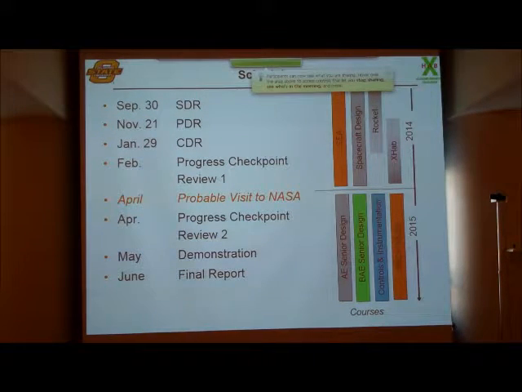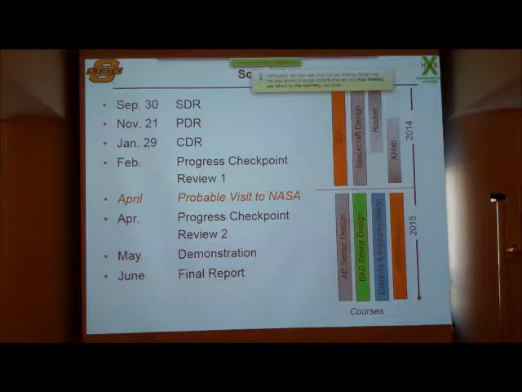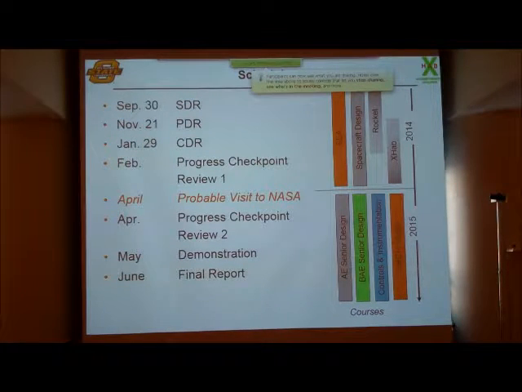So this is our schedule, where we currently stand, the CDR, and for the rest of the semester. We do have a planned visit probably sometime in April down to one of the NASA sites. I don't think we've nailed down yet whether we're going to be going to JSC or Marshall this year. So we'll be in communication with you in the coming weeks to finalize our plan for that.